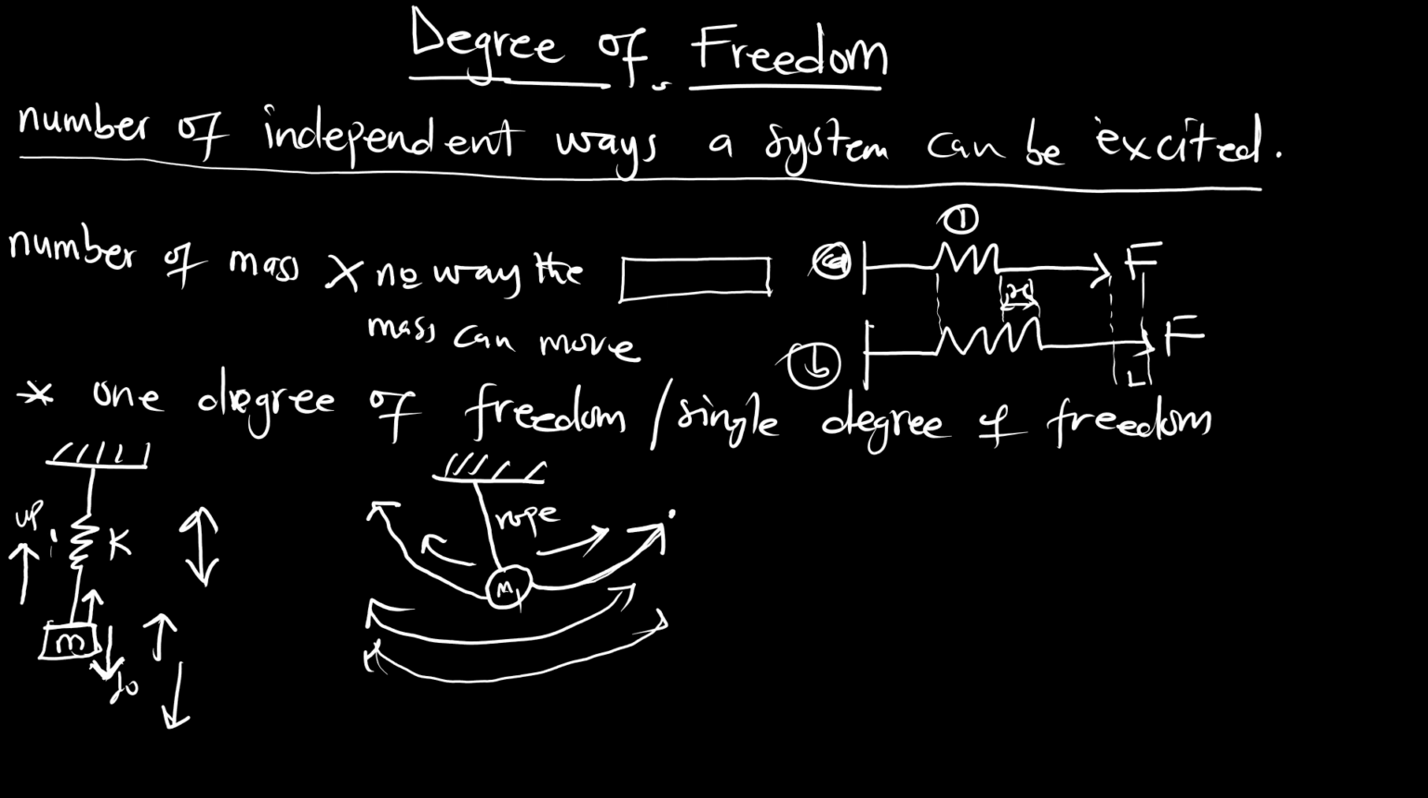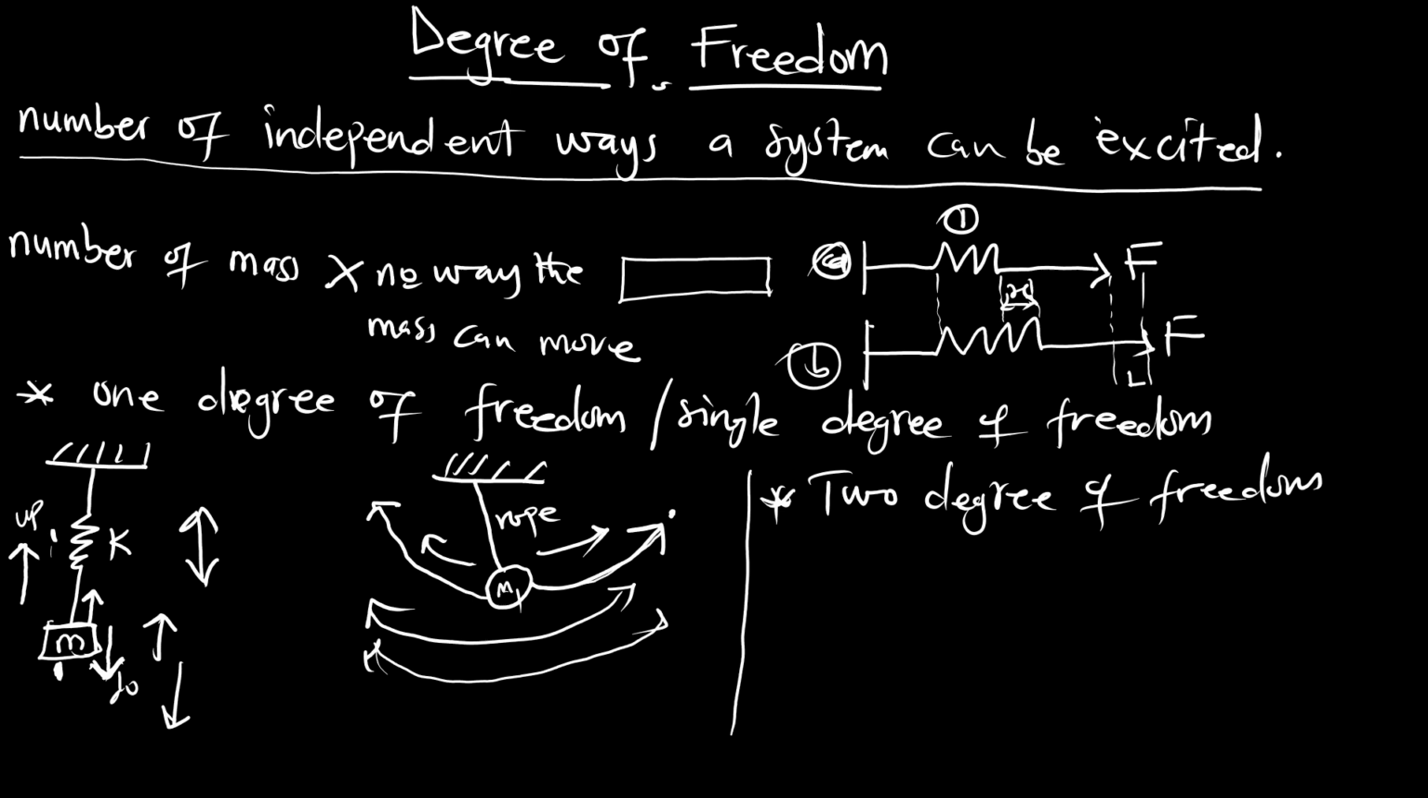Now let's look at 2 degrees of freedom. And the number of degrees of freedom is also going to be dependent on what? The mass. We can see that we have one mass where we are having a single degree, and we're also going to have 2 masses for double, or 2 degrees of freedom. So let's look at 2 degrees of freedom. This means we can excite the system in 2 ways.